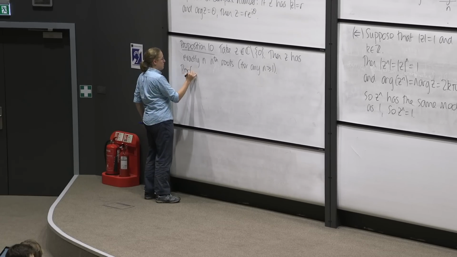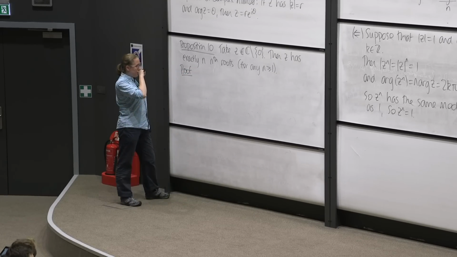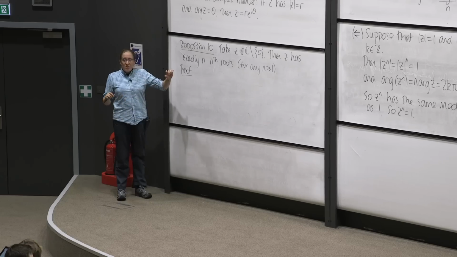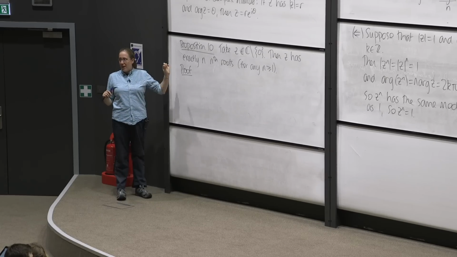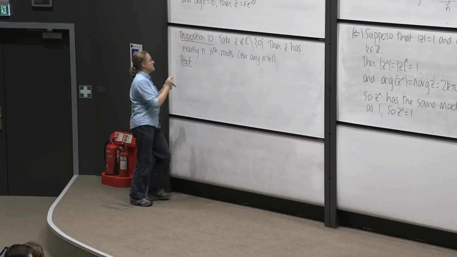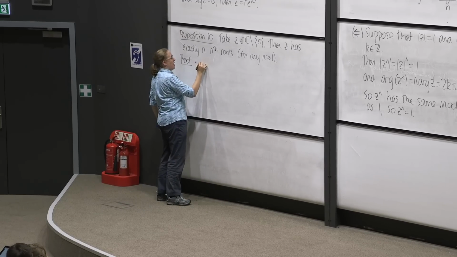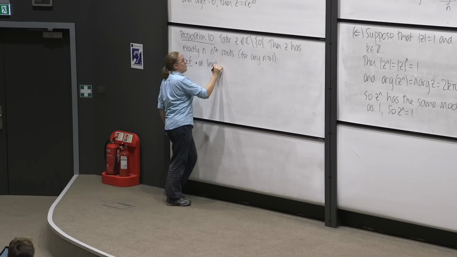So let's prove this. I'm going to do this in 3 parts, and I'm going to bullet point what the sections are to try to help you see what the structure is clearly. So the first part is that there's at least one nth root.